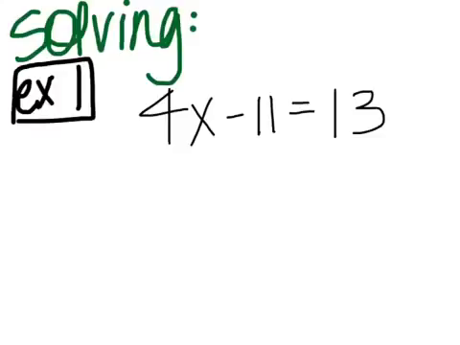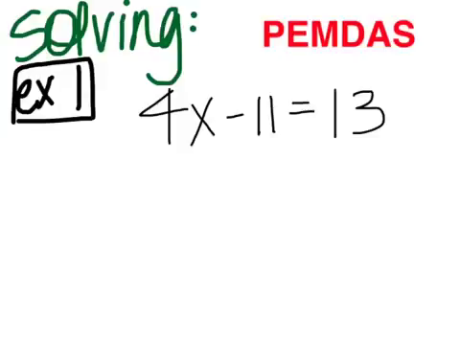Let's do an example together. 4x minus 11 equals 13. Well, we remember, to solve equations, we must work backwards. So we solve using order of operations, but in reverse. So we're using PEMDAS, starting with addition or subtraction. In this case, we see minus 11. In order to get rid of subtraction, we use the opposite operation, which is addition. So we add 11 to both sides.